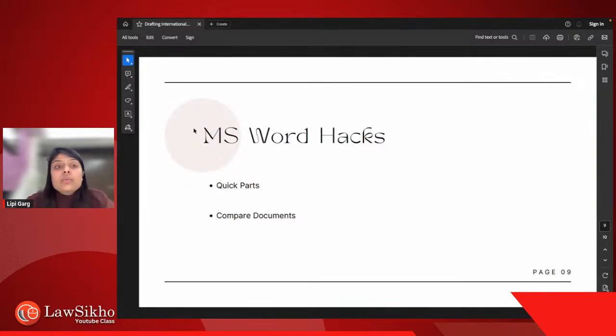Cool, now we come to the MS Word hacks. Now MS Word is something, whether you are a first year student, you are a fifth year student, or you are a lawyer, you will need MS Word right from the beginning of your law journey. I personally did not know how to use MS Word because my school did not teach me. So during COVID, I took a course on MS Word.